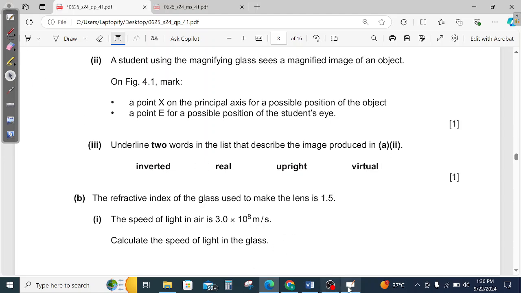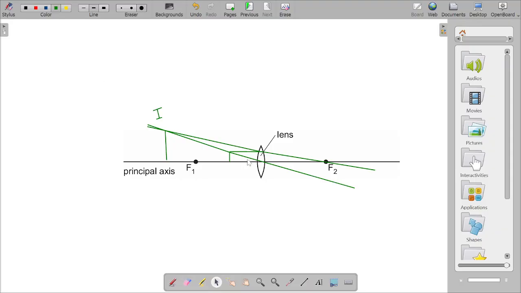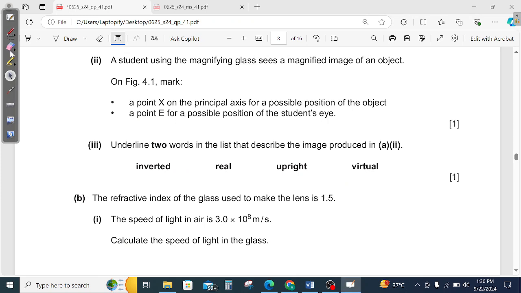So if you look on this one, the image that is formed is on the same side as the object here. Okay, so the image is vertically upright, and the size of the image is greater than the size of the object. So this is a magnified object and upright. So you have to find out two here. First one is upright and second one is virtual.